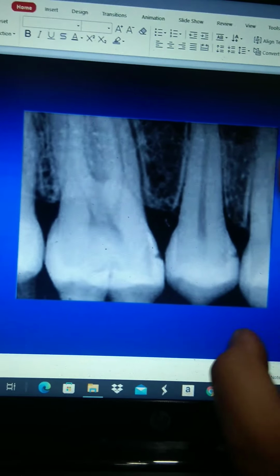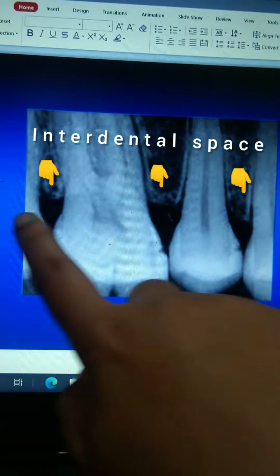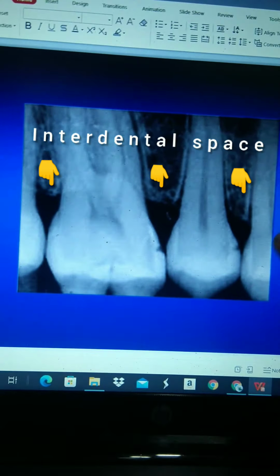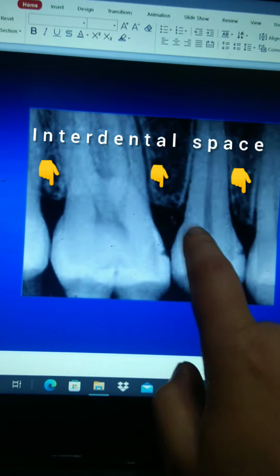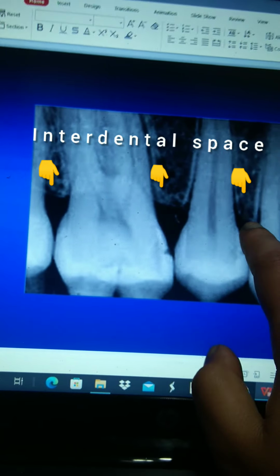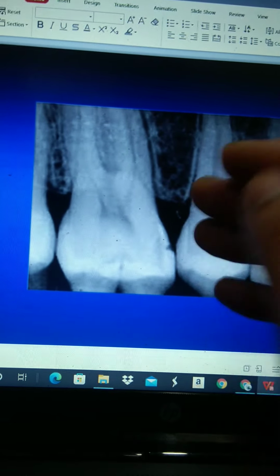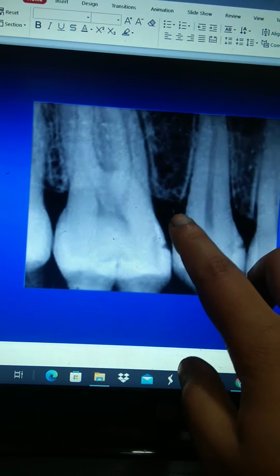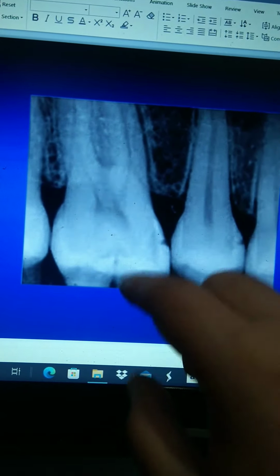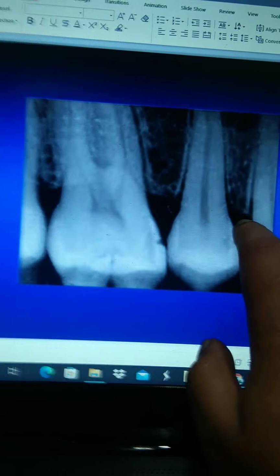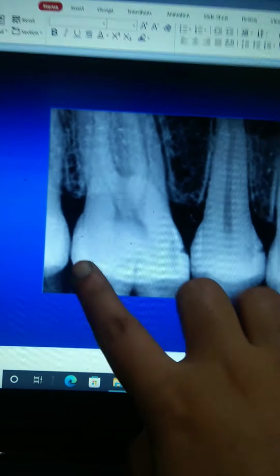Now do not get confused by these black triangles. As I told you in my previous video, these are interdental spaces, meaning in between your two teeth. These are natural empty spaces, and that's why the x-ray beam has just crossed it, and it has turned black. The same concept applies to the cavity. These natural spaces are not cavities. The cavity is seen on the tooth lining.